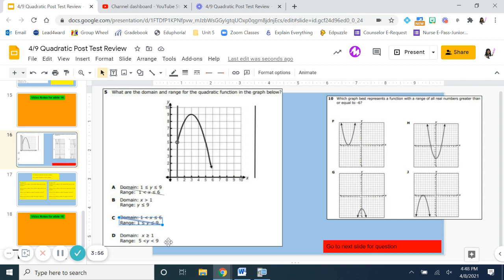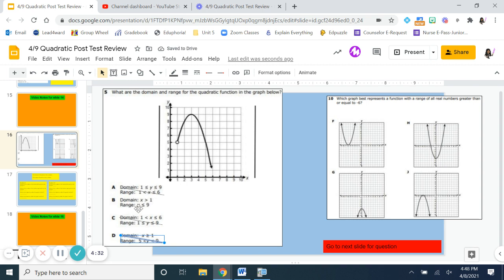Now, here's the thing. The difference in the domains is on B, you have x is greater than 1, and D, you have x is greater than or equal to 1. So here's how we decide. We look actually at this point specifically. This is an open circle. Therefore, it should not be equal to. It's just going to be open. So everything has to be greater than 1. So the only domain that actually technically worked was B for this one.